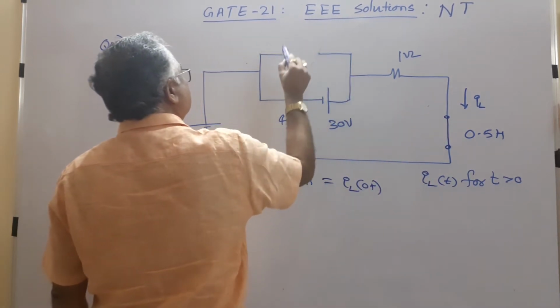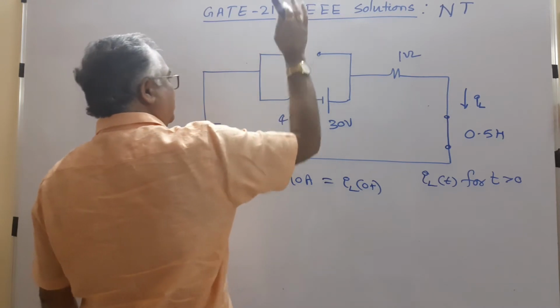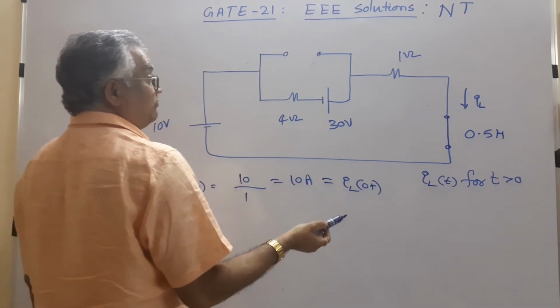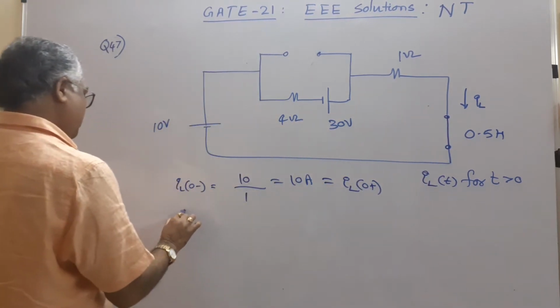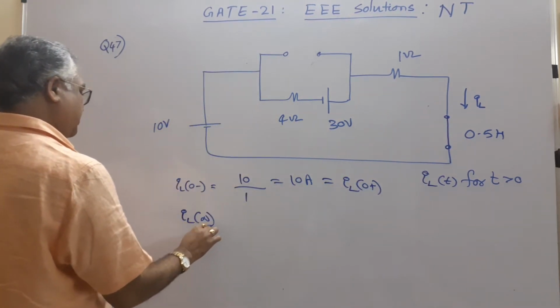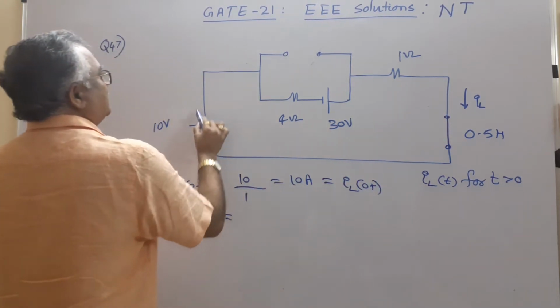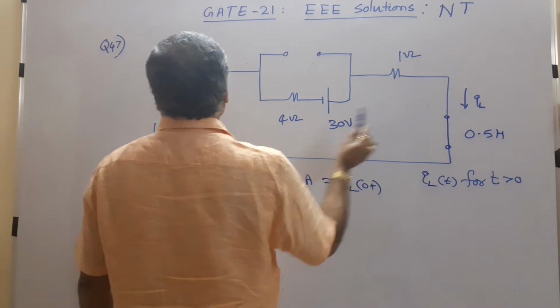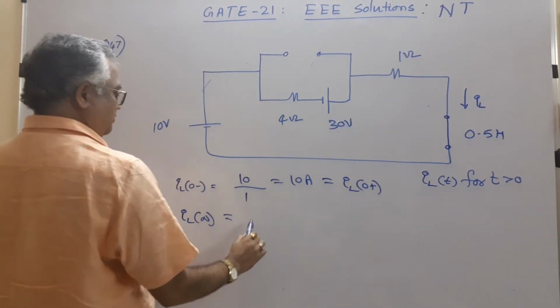Then the final value. Final value, switch is open. The switch is open at t equal to 0, so it remains open. At t equal to infinite, again steady state. So we want IL of infinite. Again the inductor is short, so this path is closed. Here 10, here 30. 30 plus 10, 40 volts.